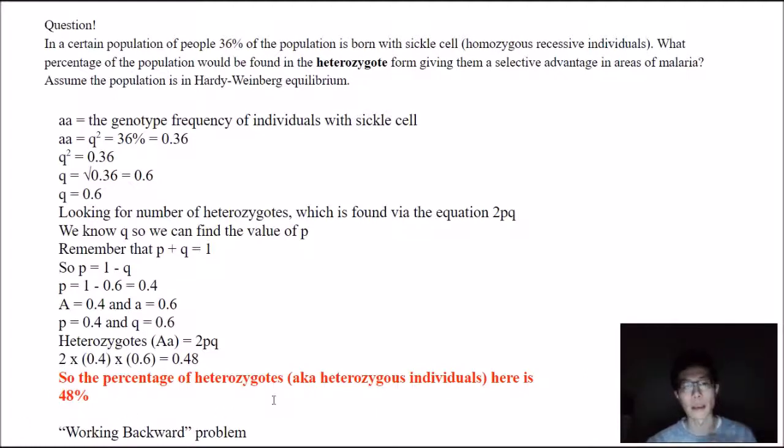And again, this is a working backward type of problem where you know that it's in Hardy-Weinberg equilibrium, and they're giving you some kind of variable, some kind of parameter that you can use to help figure out other things like other allele frequencies and other genotypes.